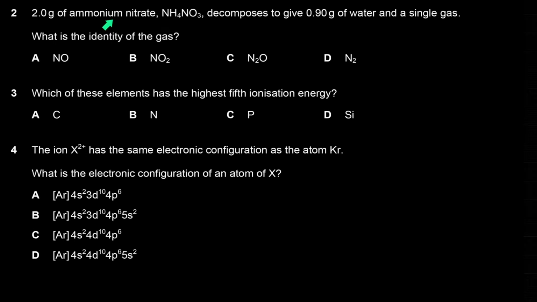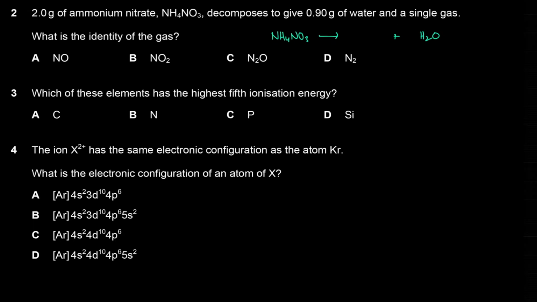2 grams of ammonium nitrate decomposed gives 0.9 grams of water and a single gas. What is the identity of the gas? So what we have over here is ammonium nitrate decomposing to give us some gas and H2O, right? Now you look at the possible answers. None of the gases have hydrogen in them. So that means all the hydrogens have gone with the water. So how many H2Os do we have for every one of ammonium nitrate?